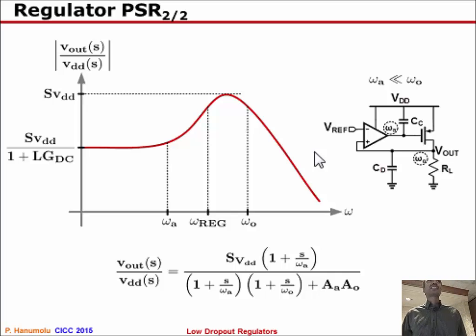How well are they rejected really depends on this loop, or in other words, the loop gain. So at very low frequencies, whatever you have when there is no feedback action, which I just defined as SVDD, gets attenuated by 1 plus loop gain.